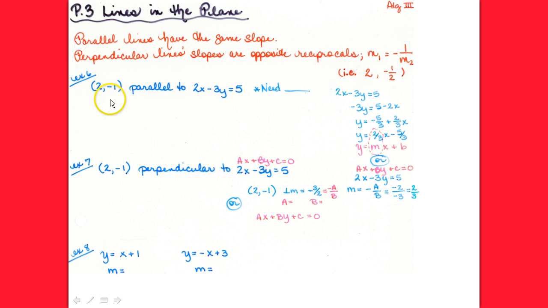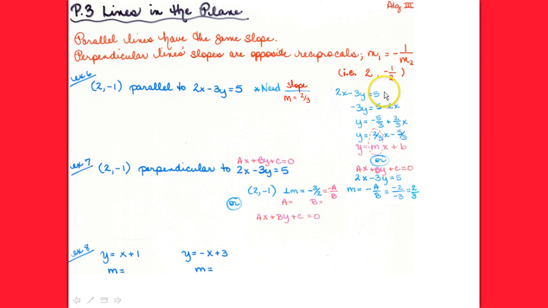All right, so example 6, they ask us to create the equation of the line that goes through the point (2, -1) and is parallel to 2x minus 3y is equal to 5. So I have a point. What do I need? Right, a slope. So yesterday we learned 2 different ways that we could find that slope.